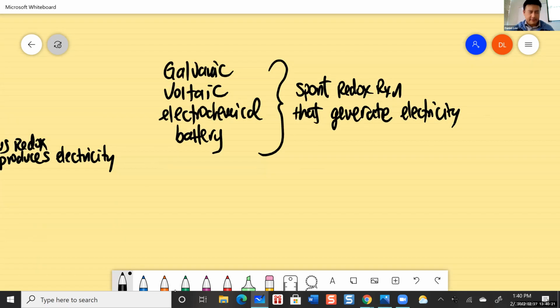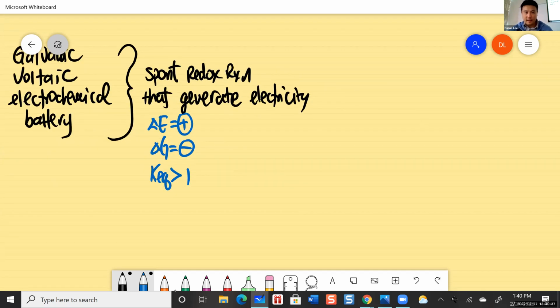Batteries have oxidation and reduction reactions that occur and produce a flow of electrons. So for these reactions, delta E must be positive, delta G must be negative, and the equilibrium constant must be greater than 1. Now, the opposite of a galvanic spontaneous reaction is something called electrolysis.